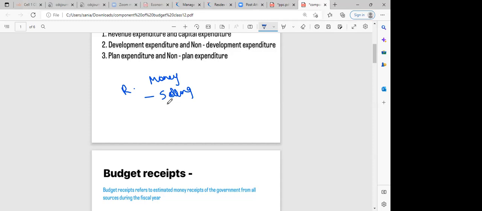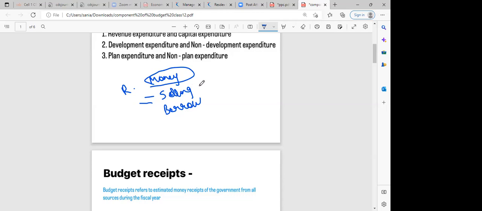For example, I have my old car, I am selling that, I got money. Second, you can borrow it from someone. You didn't have any money, you borrowed it from someone. Students, listen very carefully. From where you are getting money, there are two options. Either you are selling it or you are borrowing it.